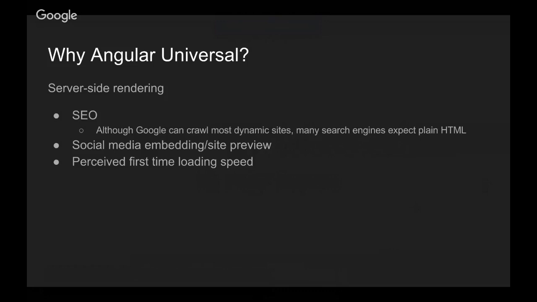Social media embedding. If you've ever seen on Facebook or Twitter, you share a link and they'll have a cool little preview of the website. Again, it's expecting a plain HTML page, so also causes issues if you're a dynamic site. And then the perceived timing, like obviously it's already rendered, so the user sees your site immediately. It's a little faster, maybe a few hundred milliseconds, but it makes a difference in just the perception of the speed of your site.